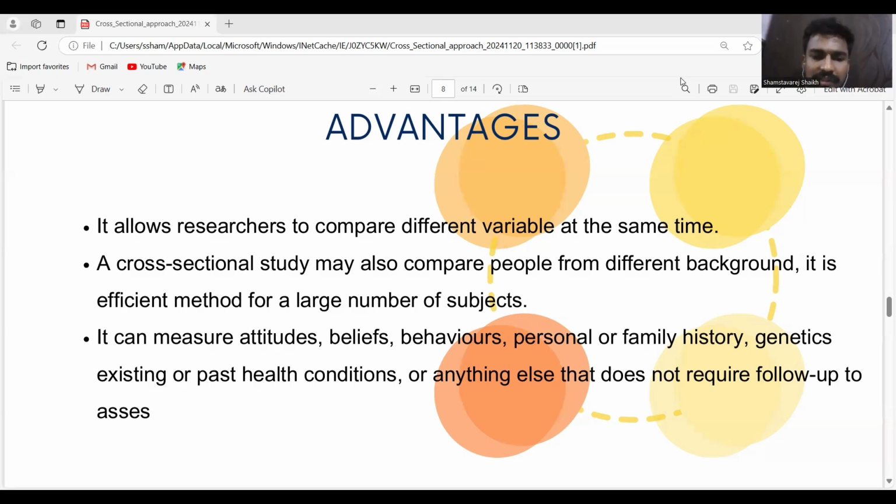Cross-sectional studies comparing students from various educational backgrounds. Suppose students are from rural areas or urban areas. How does the type of education influence cognitive development, access to research resources, or academic achievement? It can measure attitudes, beliefs, behavior, personal or family history, genetics, and existing or past health conditions.